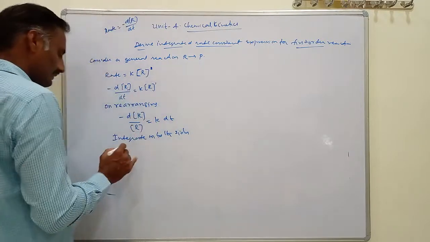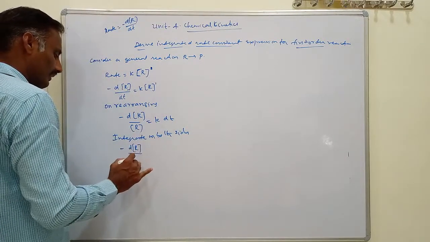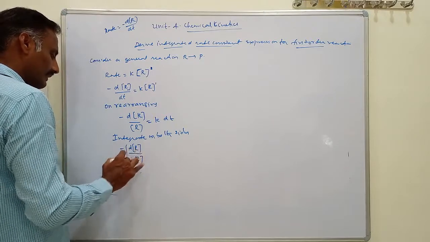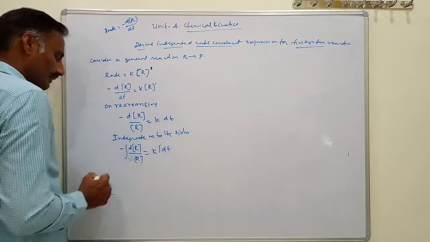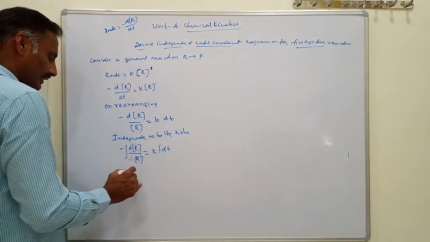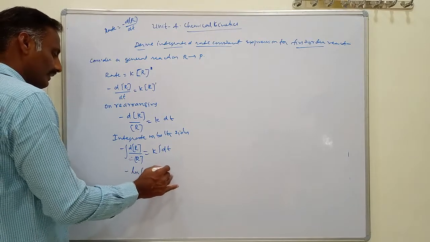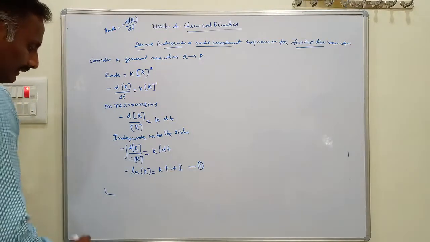Integration of minus dR by R equals K times the integration of dt. Integration of dR by R is ln R, so minus ln R equal to Kt plus I. This is equation 1.